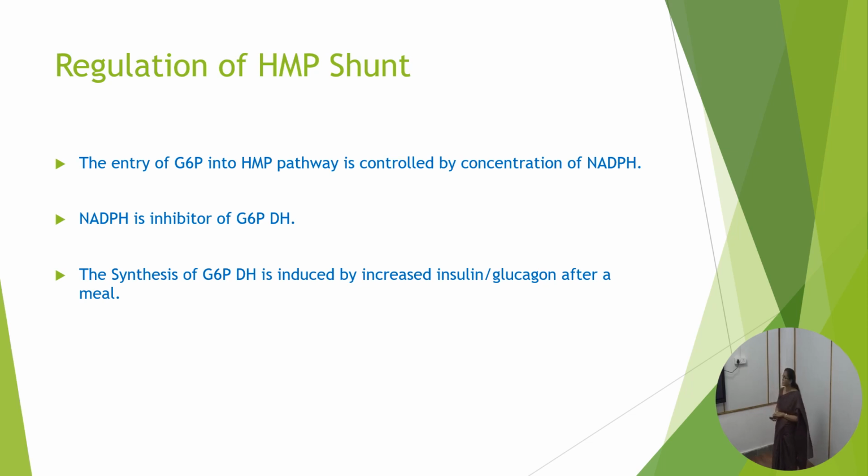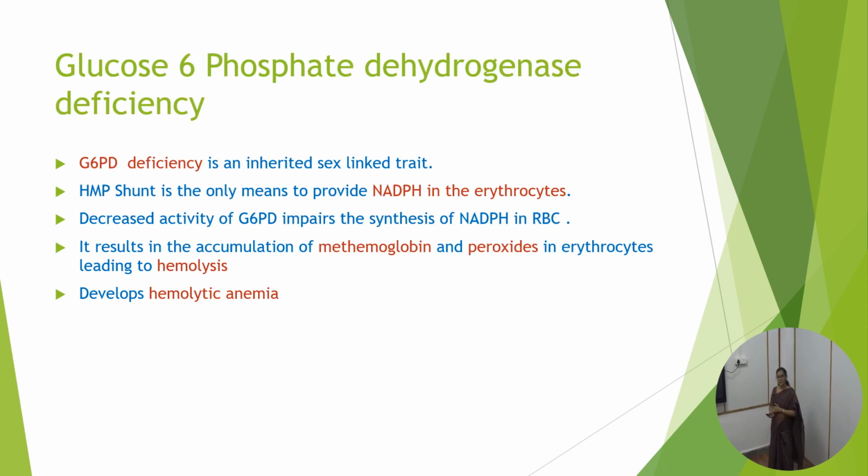Coming to the regulation of the HMP shunt, entry of glucose 6-phosphate will control the concentration of the NADPH, and this NADPH is an inhibitor of glucose 6-phosphate dehydrogenase, and synthesis of the glucose 6-phosphate dehydrogenase enzyme is induced by increased insulin or glucagon after a meal.